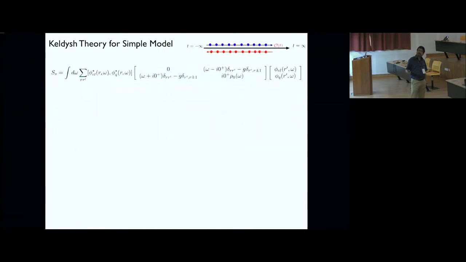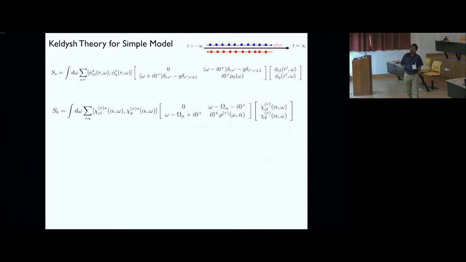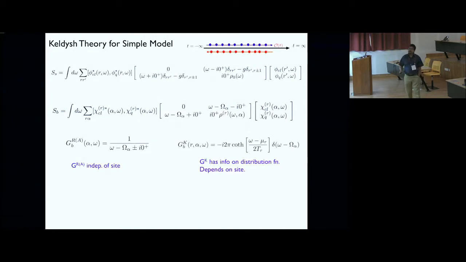So let me just set up the Keldysh field theory. There will be a non-interacting quadratic action for the system, which will look like this. It's a very simple quadratic action. There will be a bath quadratic action for each bath. Again, I've gone to the diagonal basis, so this is just omega minus omega alpha. And the bath's Keldysh Green's function will know about the distribution function, temperature, and the chemical potential in the bath. And the G retarded or advanced is independent of which bath. So basically, we are coupling the same kind of bath, but with different temperature and chemical potential.